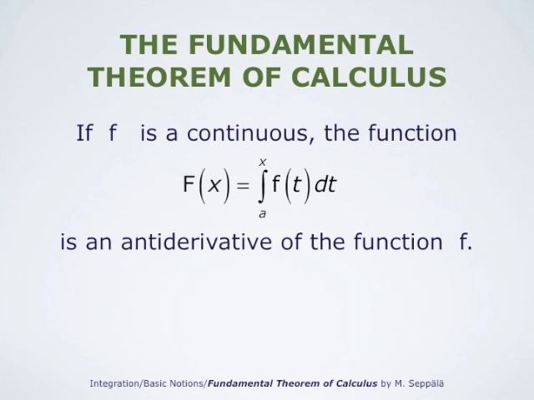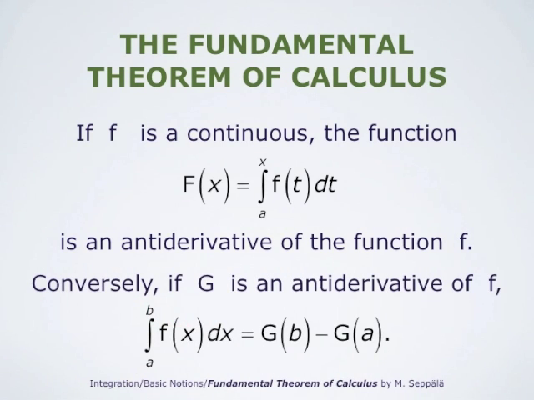The first part states that if small f is a continuous function, then the function capital F defined by setting capital F at x is the integral from a to x of f of t dt is an antiderivative of the function small f. And conversely, if capital G is any antiderivative of the function small f, then the integral from a to b of f of x dx is capital G at b minus capital G at a. This is a very useful result.